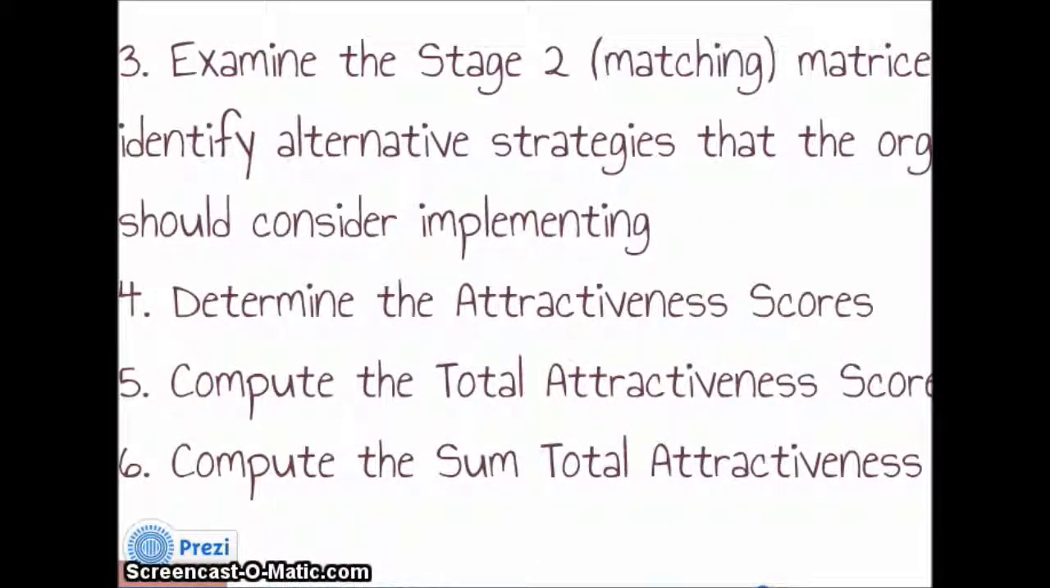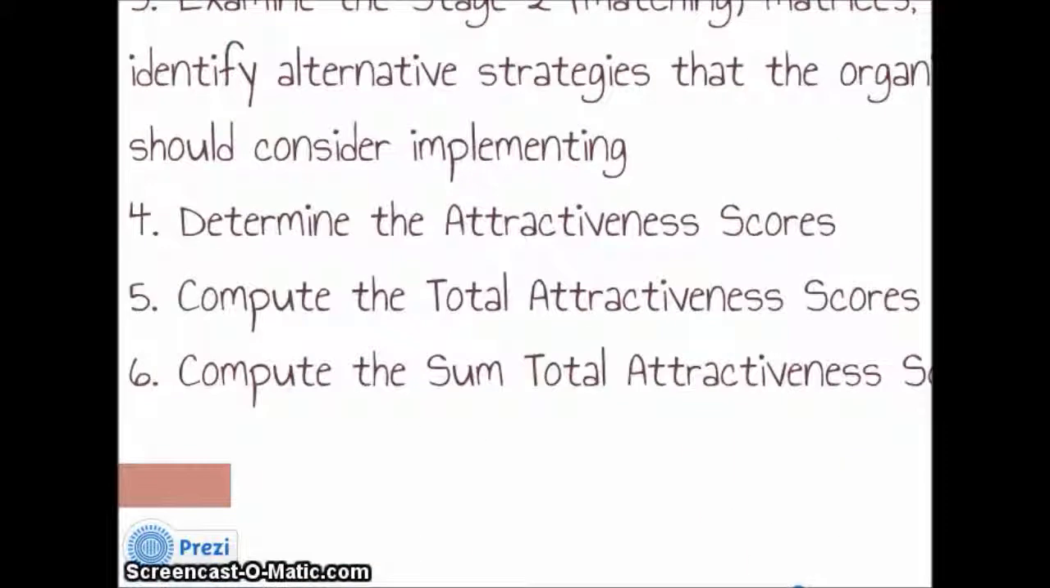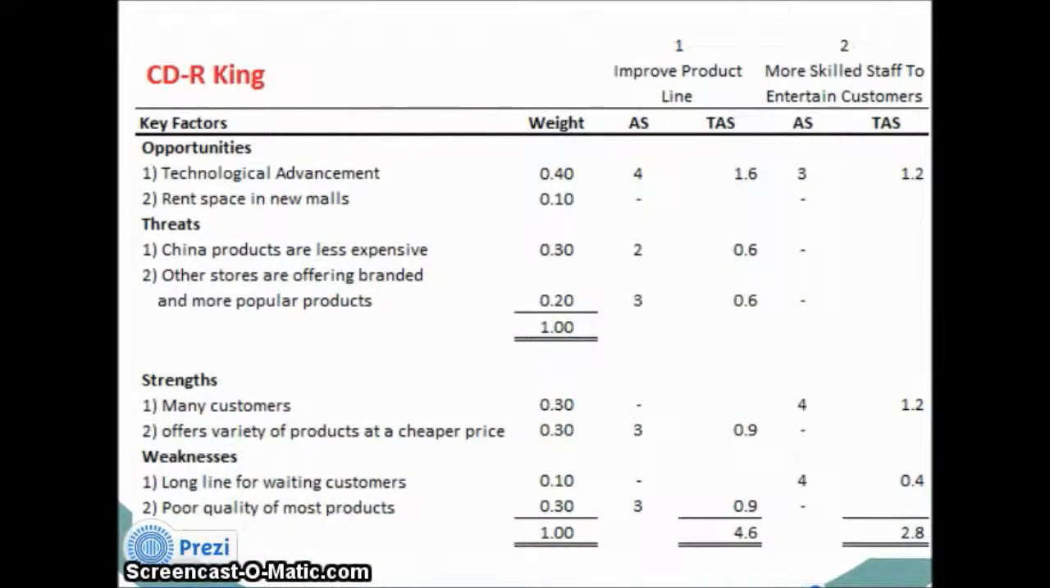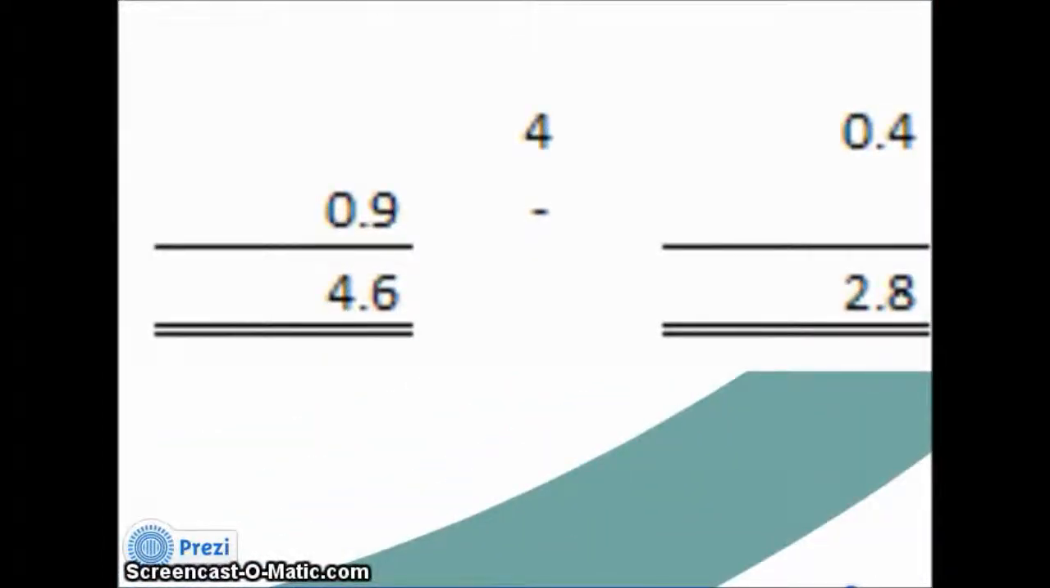Next, determine the attractiveness scores. Now going back to the example, the scores of CDR King are from 1 to 4. 1 is not attractive, 2 being somewhat attractive, 3 reasonably attractive, and 4 which is highly attractive, and if the factor is not applicable to this strategy, we put a dash. Next, we compute for the total attractiveness scores. So you just get the product of the weight and the attractiveness score to get the total attractiveness score. Next, compute the sum total attractiveness score. So you just add all the total attractiveness scores.